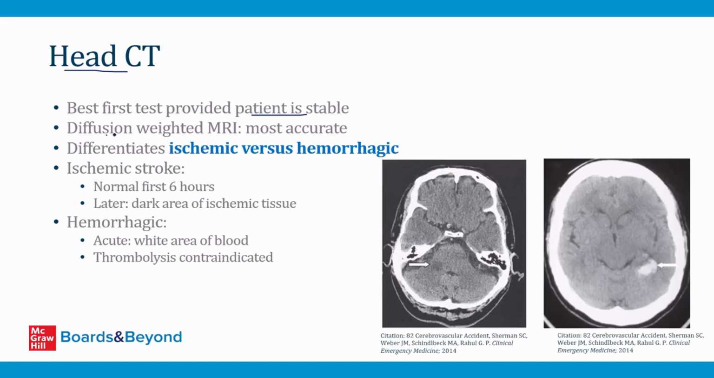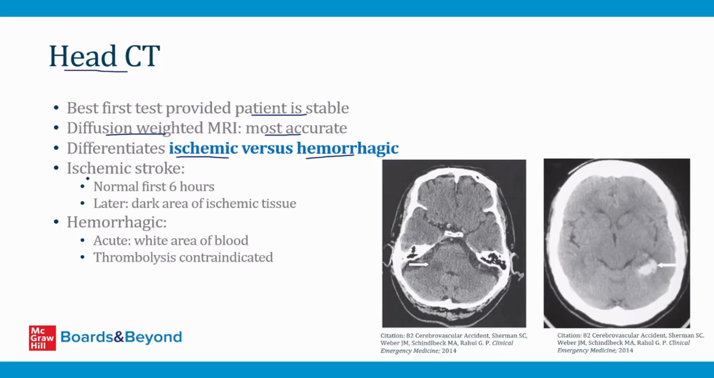Now, a diffusion-weighted MRI is the most accurate test to identify stroke, but this takes time to perform, and so it's not usually done initially until the patient's symptoms have been sorted out and treatment has been begun. And as I said, the reason we always want to do a head CT first is because it differentiates ischemic from hemorrhagic stroke, and this has important implications for management of the patient, which we'll talk about in a second.